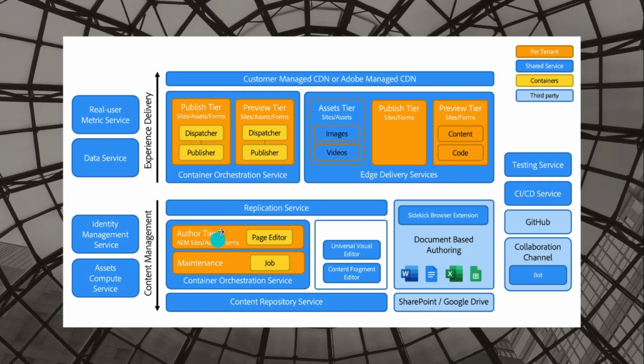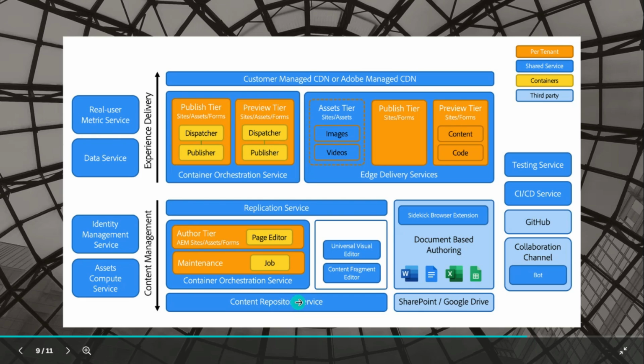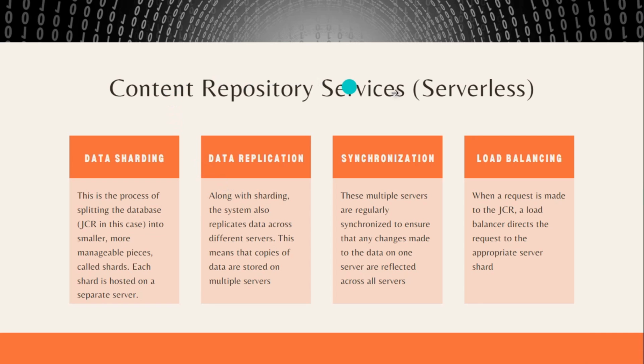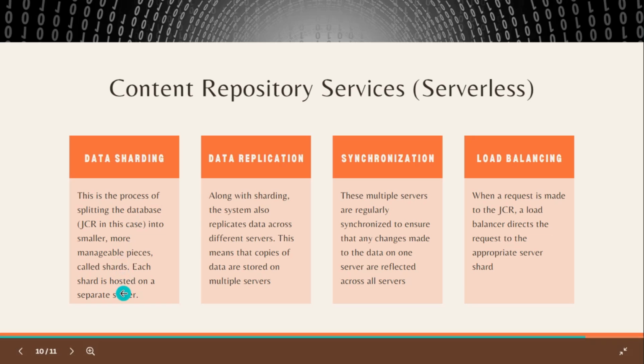So though you're replicating the author instance, will this database be a bottleneck? That is another question we might have. So what happens actually is this is deployed as a serverless technology, which means that this content repository follows these principles. The first thing they have done is data shredding, which means that they have divided this JCR into multiple, manageable pieces.